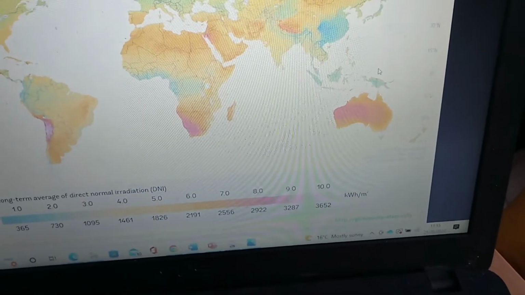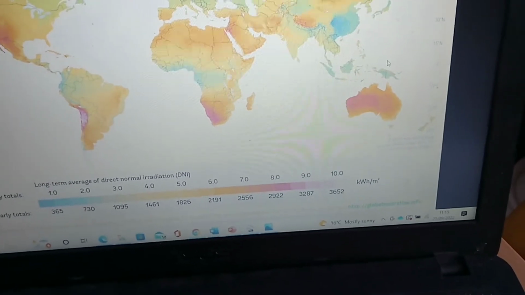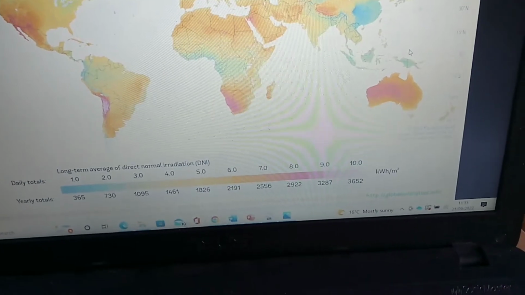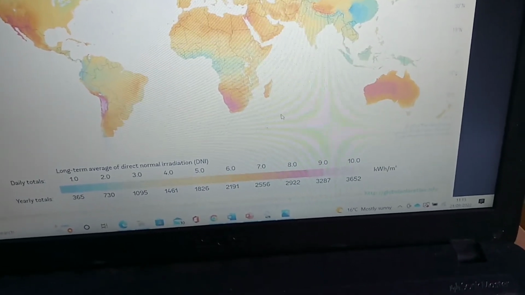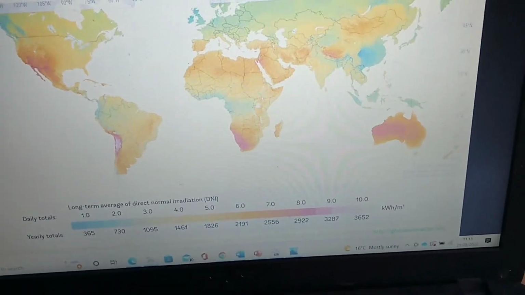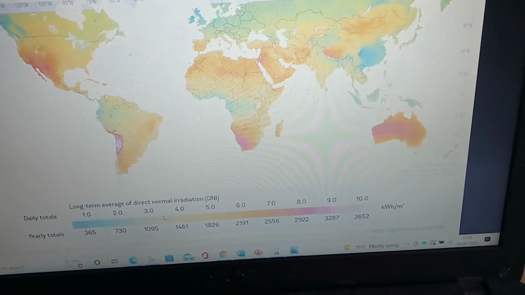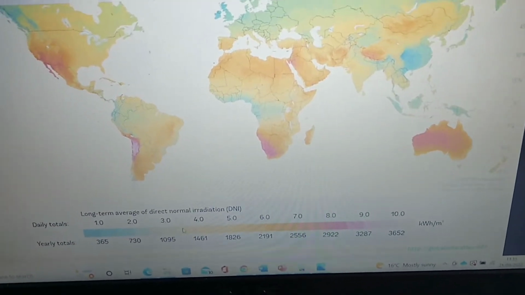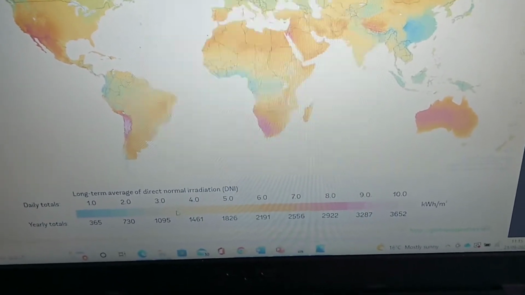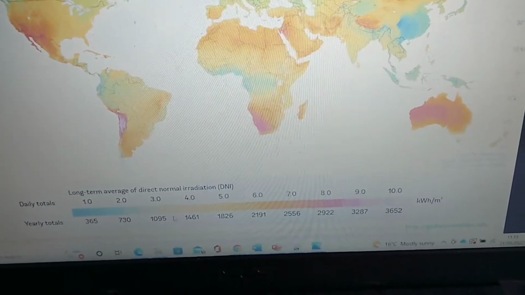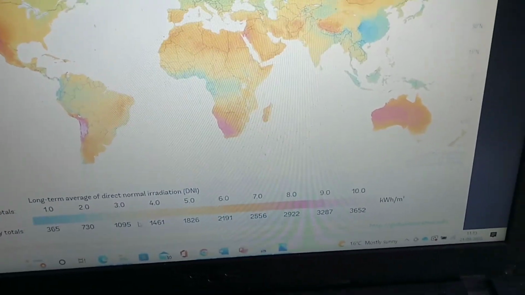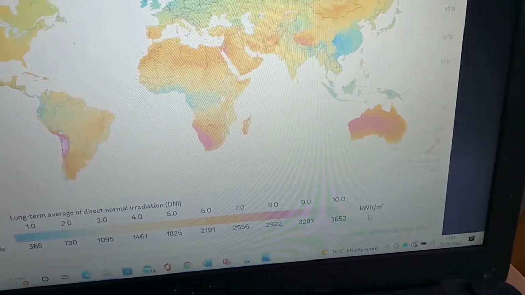Anyway, what I'm struggling with at the moment is trying to interpret the solar intensity in Pakistan, which I would say is probably around this central area here. Say 3.5 daily total and about 1,270 yearly total. So that's kilowatts per hour per meter squared.